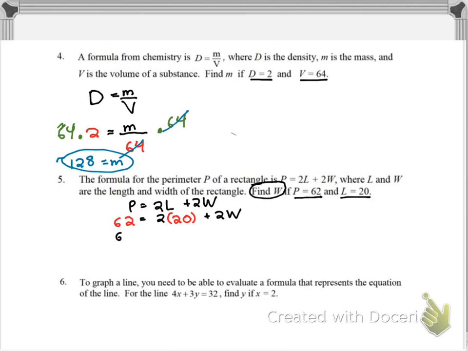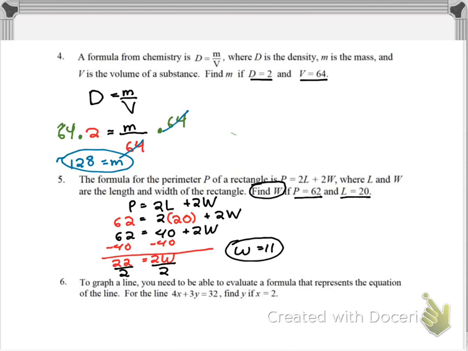Okay, so we have 62 is equal to 2 times 20, that's 40, plus 2w. So again, we still have some work to do. We have to isolate our variable. We have to solve for w. Okay, so remember, you always work farthest away from your variable and you work closer and closer. So the first thing I'm going to need to do is to subtract 40 from both sides. And then you get 22 is equal to 2w. Again, the way to get rid of that 2 is to undo multiplication. We undo multiplication by dividing, and we find that the width of this rectangle is 11 units.